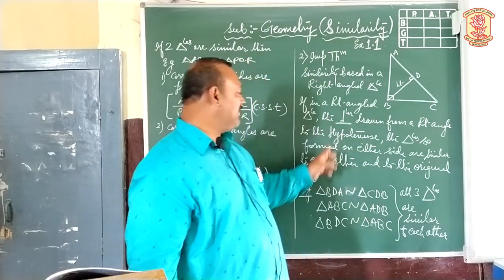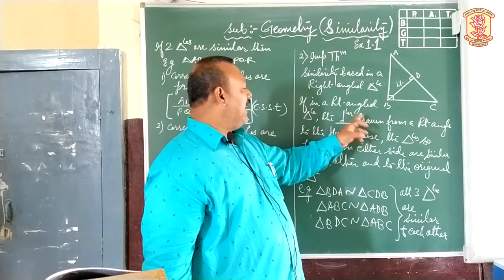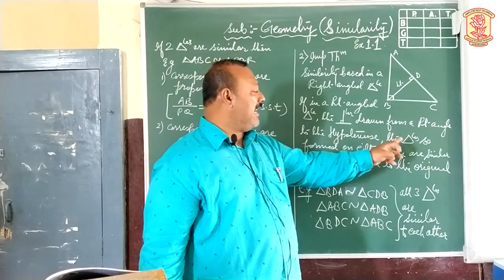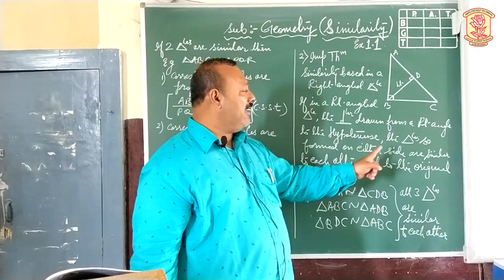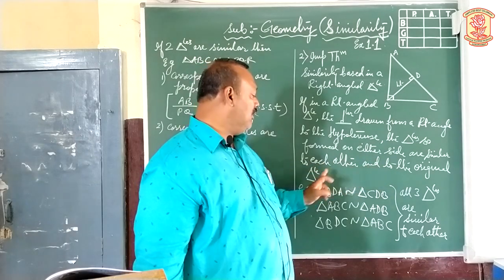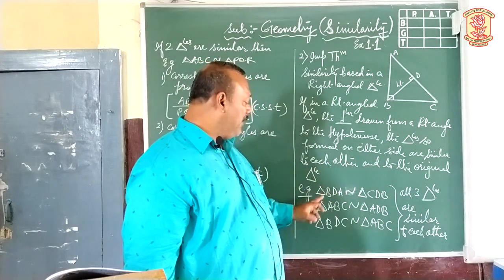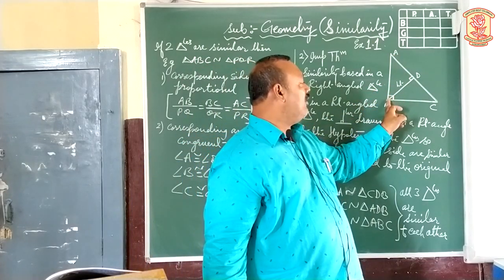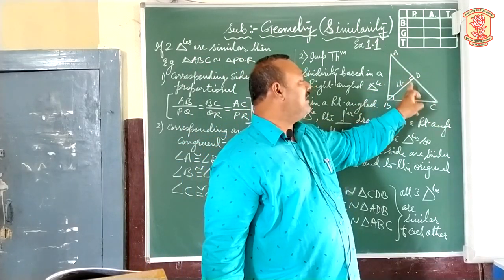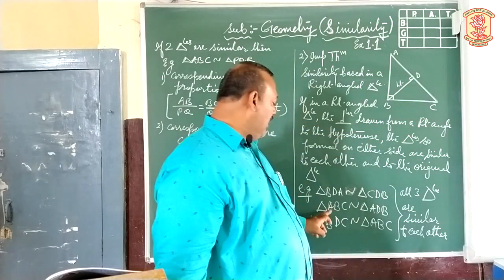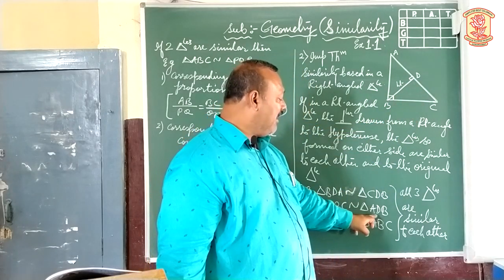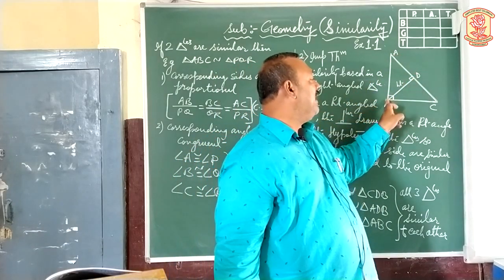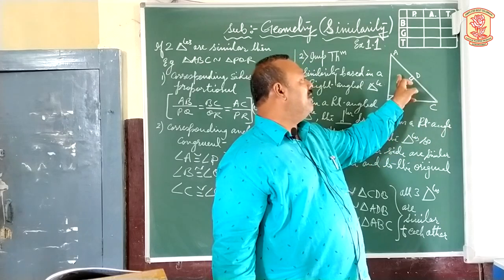For example, see the statement. In a right angle triangle, the perpendicular drawn from the right angle to the hypotenuse, the triangles so formed on either side are similar to each other and to the original triangle. For example, triangle BDA is similar to triangle BDC. This is the first and second triangle. Triangle ABC is similar to triangle ADB, meaning the original triangle is similar to the first one.